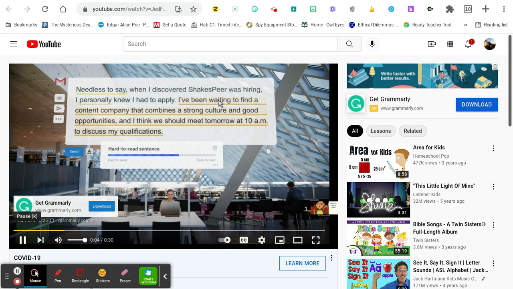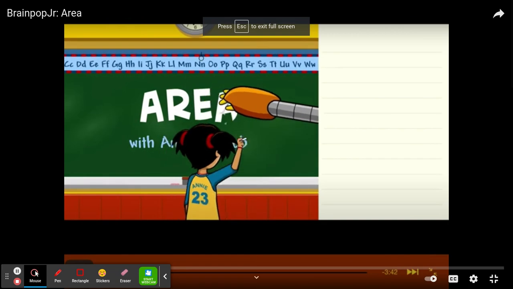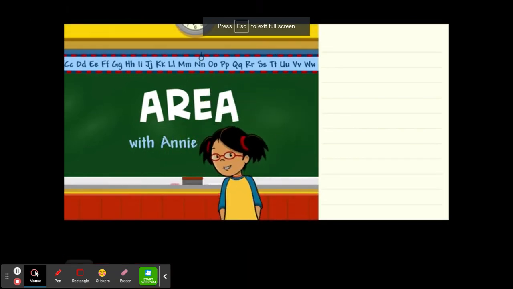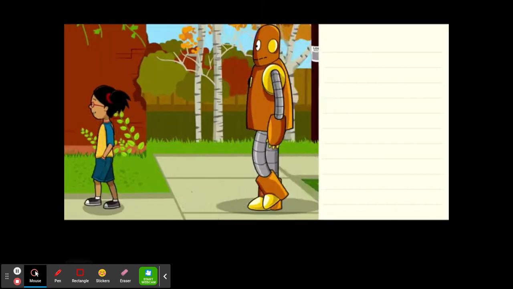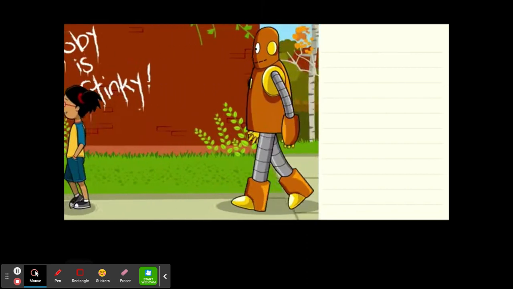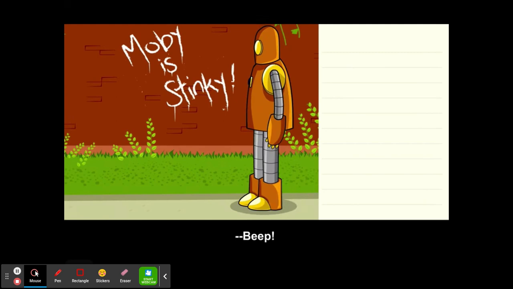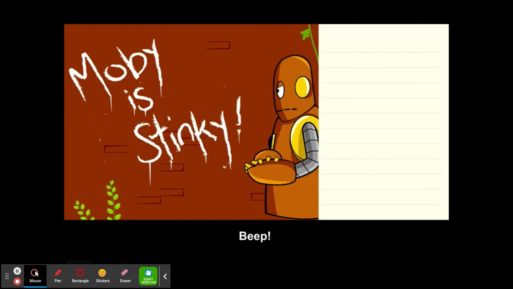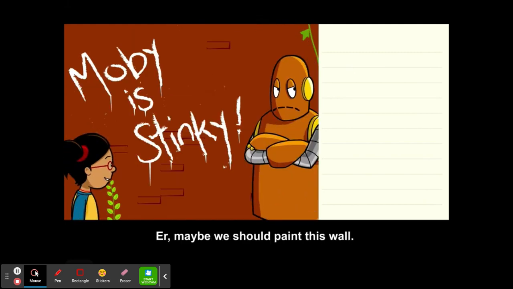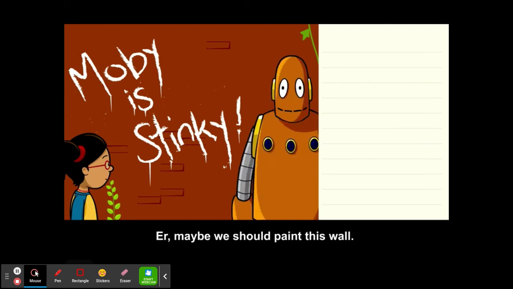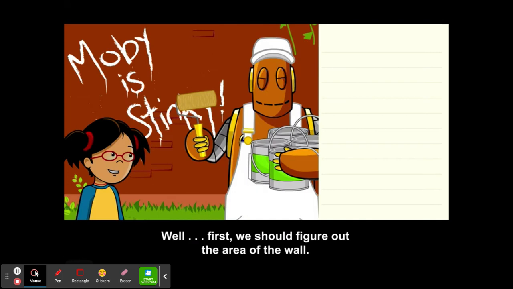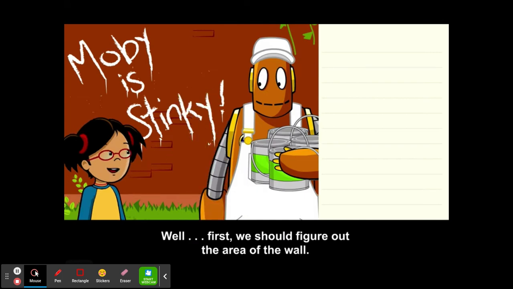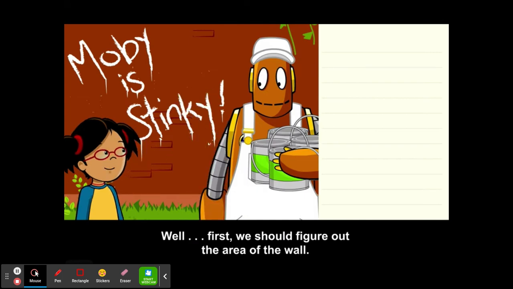This sentence is grammatically correct. Maybe we should paint this wall. Well, first, we should figure out the area of the wall.